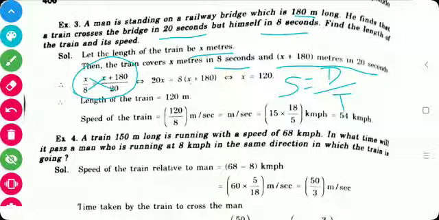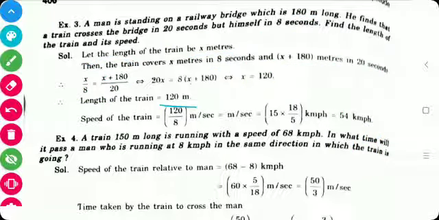We will cross multiply this, so it is 20x equal to 8 into x plus 180. So 20x is equal to 8x plus 8 into 180, which is 1440. Here x is equal to 120. So the length of the train is 120 meter. Now the speed of the train. What is the formula of speed? Speed is equal to distance or length upon time. So speed is the length of the train, 120, divided by 8 meter per second.